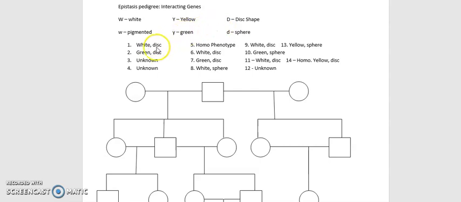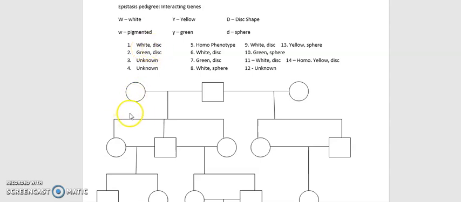So we're going to number your pedigree starting up here, and this is plant 1, all the way down to 14. I'm giving you the phenotype of each individual plant. Sometimes it's unknown, to cause a little bit more trouble, so you've got to work around it. What you're going to do is look at each phenotype. For example, the first one, phenotypically, you know, is white and disc.